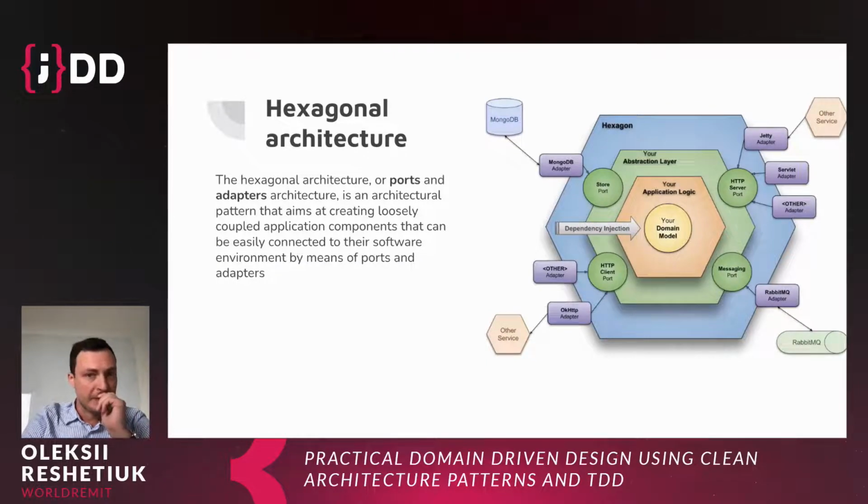Okay, let's take a look at the hexagonal architecture. And in my opinion, to be honest, it's very, very similar to the onion. It is also based on the inversion of control principle. And just to remind, this principle says that high-level modules should not depend on the low-level modules. Both of them should depend on abstractions.